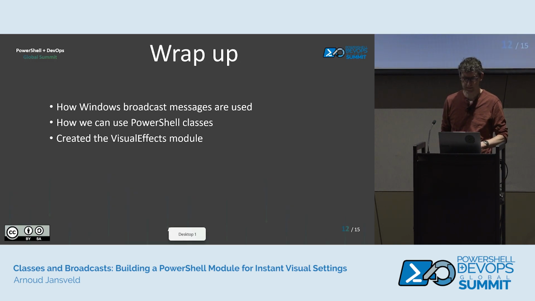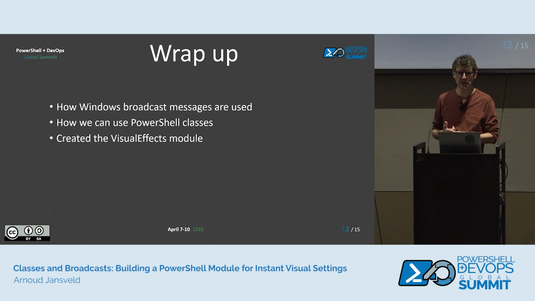All right, let's wrap up. So what did we see? We've learned something about broadcast messages and how we can discover them and use them in our code. We've seen a use case for PowerShell classes to keep code nice and clean and extensible, future-proofed. And we now actually have a module that handles all of these settings.